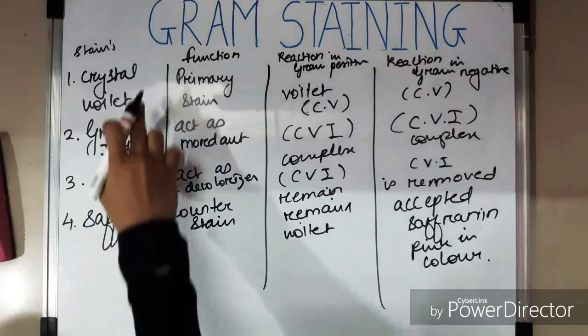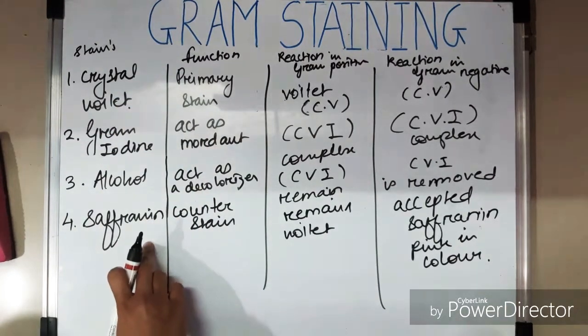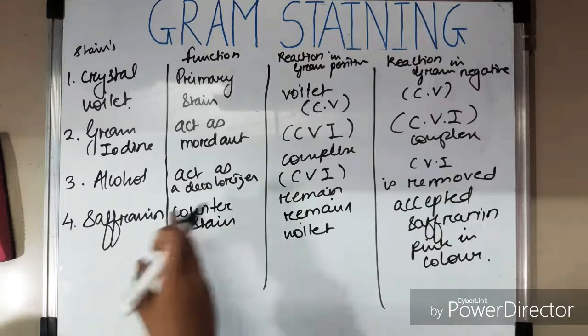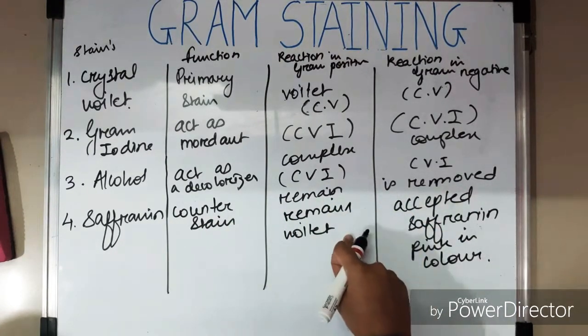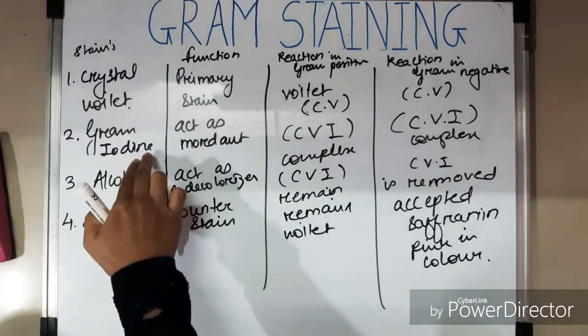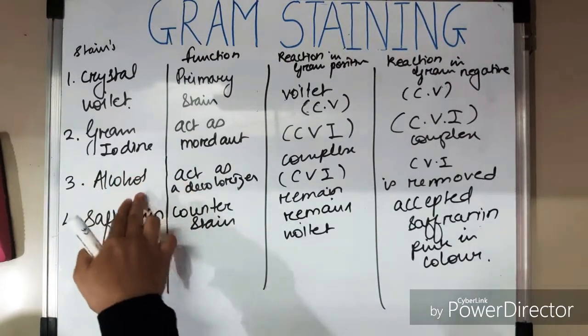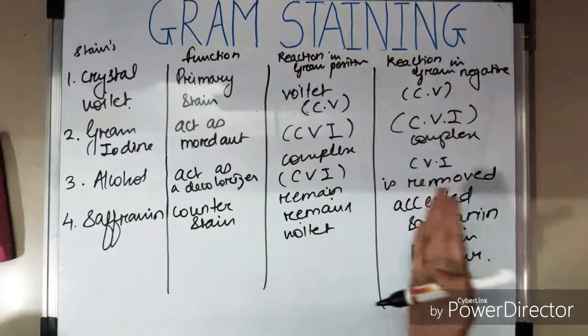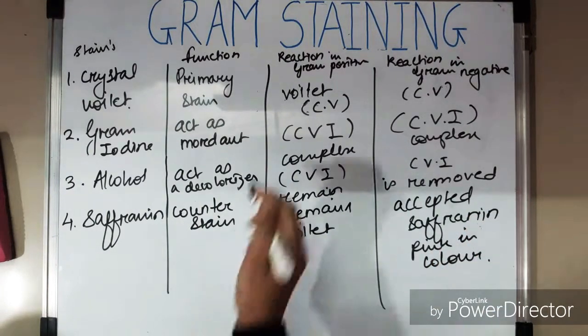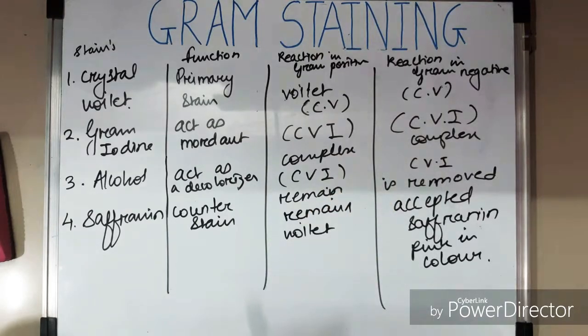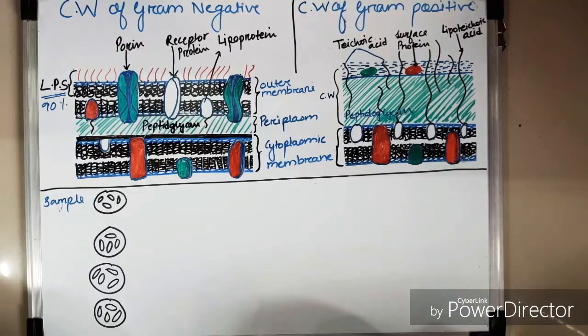So we have seen the function of the two stains, as well as the reaction it shows in gram-negative as well as gram-positive bacteria, and we have seen the action of gram's iodine and alcohol on gram-positive and gram-negative bacteria. So let's move forward to the principle of gram staining. Now we will see the principle behind the gram staining.